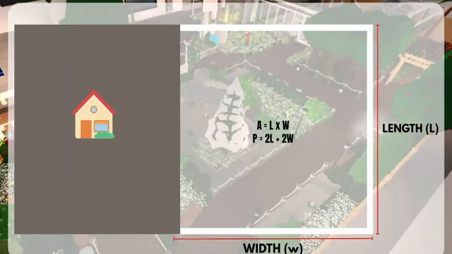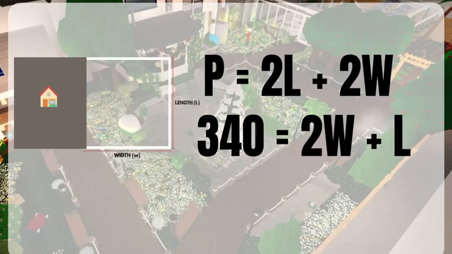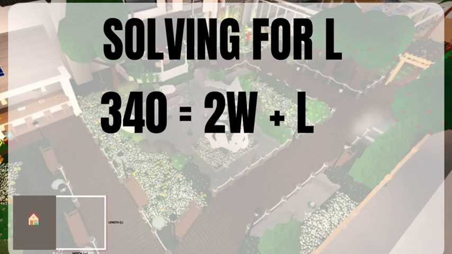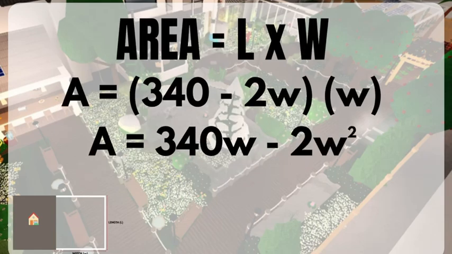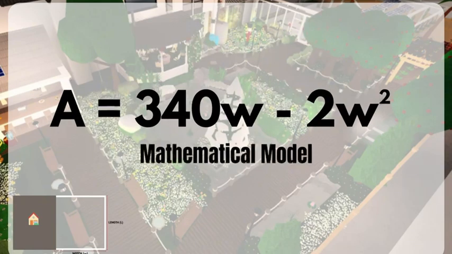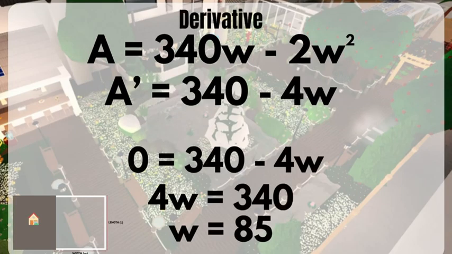Based on the fencing condition, we form the equation 2W + L = 340, which mathematically represents the limitation on fencing materials. Solving this equation for L gives L = 340 - 2W. To determine the maximum area, we took the derivative of the area function. The derivative is A' = 340 - 4W.